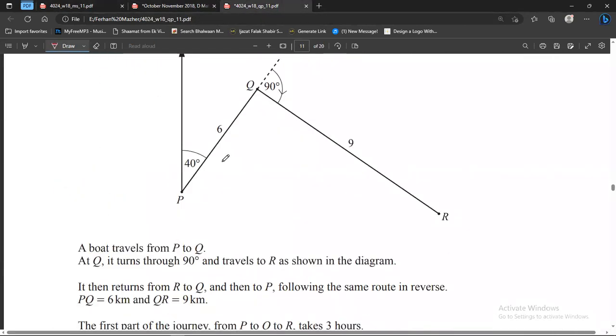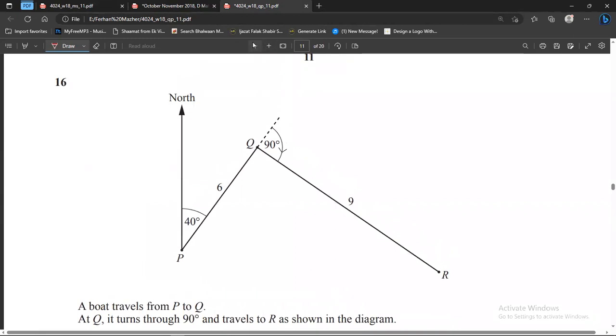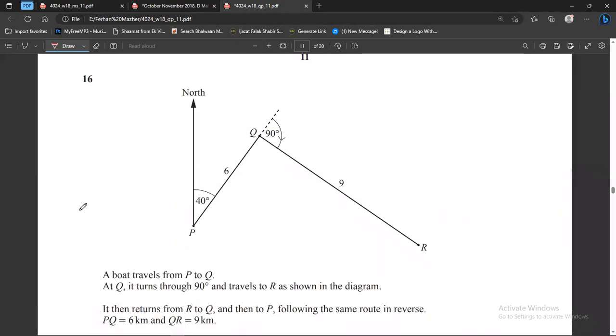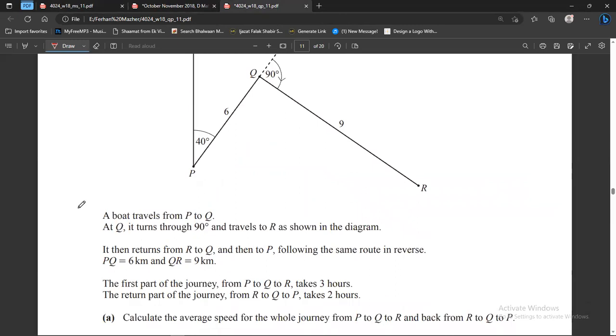That is question number 16. Here we have question number 16. He says a boat travels from P to Q. At Q, it turns through 90 degrees and travels to R as shown in the diagram. It then returns from R to Q and then to P, following the same route in reverse. PQ is 6 kilometers and QR is 9 kilometers. The first part of the journey from P to Q to R takes 3 hours. The return part of the journey from R to Q to P takes 2 hours.